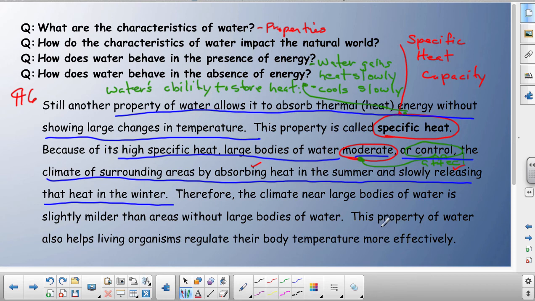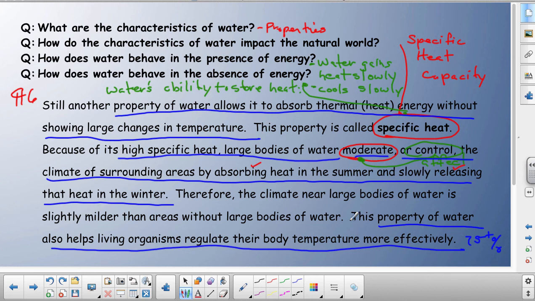The specific heat capacity of water also helps living organisms regulate their body temperatures more effectively. And part of this is because, for example, humans, we're more than 75% water. Our bodies are made up of more than 75% water. And so the way water works, water's ability to gain heat slowly, lose heat slowly, has a big effect on how our body temperature is regulated.